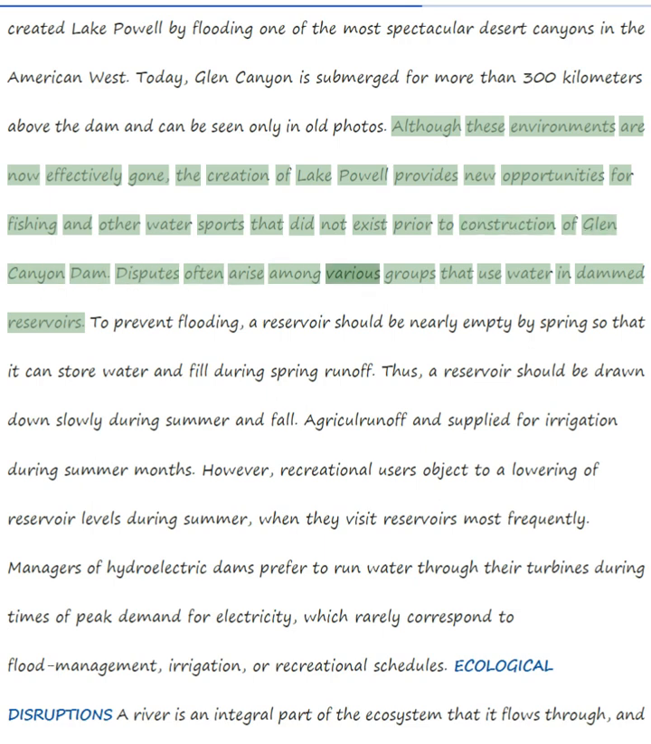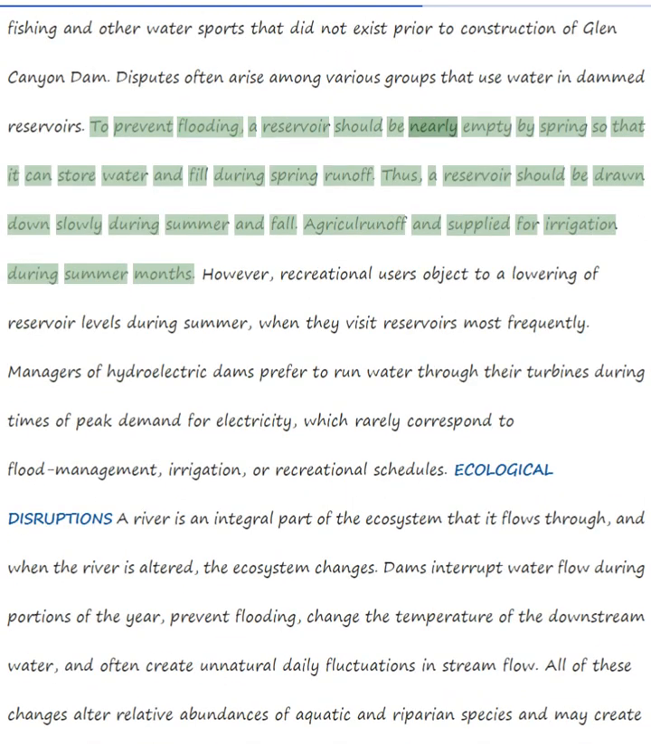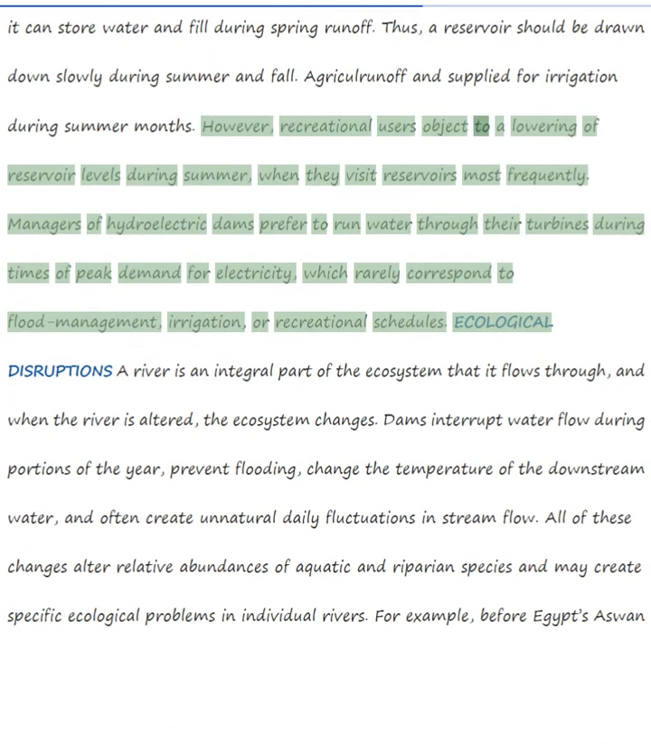Disputes often arise among various groups that use water in dammed reservoirs. To prevent flooding, a reservoir should be nearly empty by spring so that it can store water and fill during spring runoff. Thus, a reservoir should be drawn down slowly during summer and fall. Agricultural runoff and supplied for irrigation during summer months. However, recreational users object to a lowering of reservoir levels during summer, when they visit reservoirs most frequently. Managers of hydroelectric dams prefer to run water through their turbines during times of peak demand for electricity, which rarely correspond to flood management, irrigation, or recreational schedules.